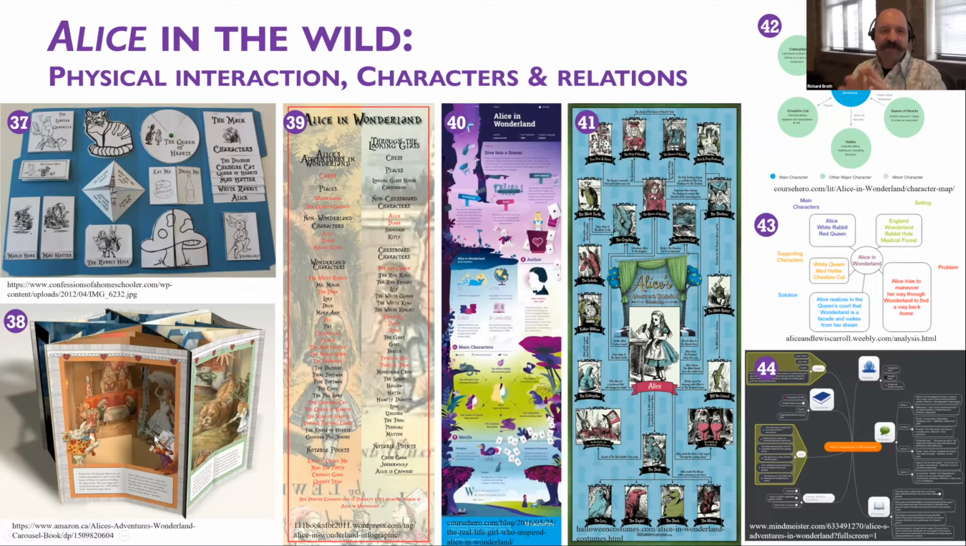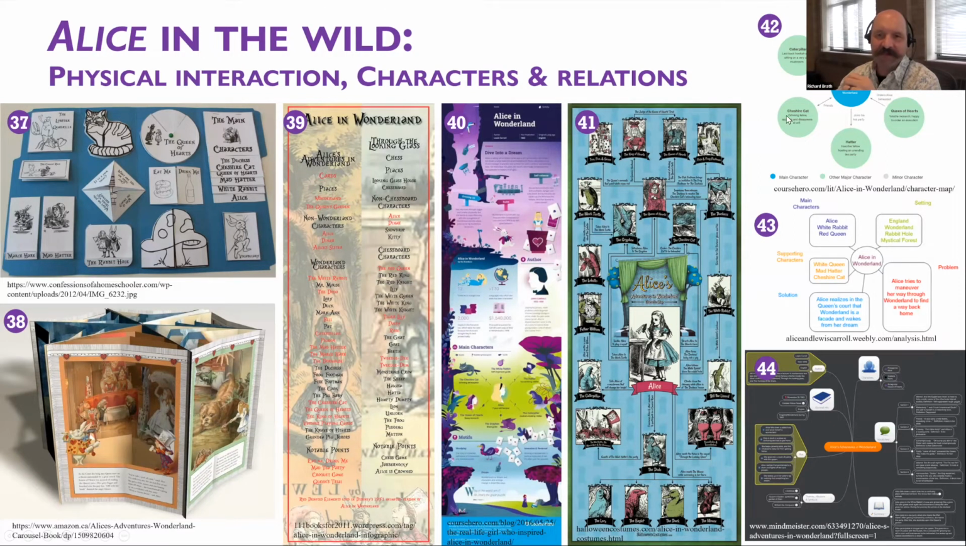It's like a pop-up type thing where you have these different layers, and it has summarizations of the text. So it's not the whole text of Alice in Wonderland. You just get these little summaries. 39 is lists of characters with color coding on it, and so on. 40, 41, 42, 43, 44, those are looking at character maps.